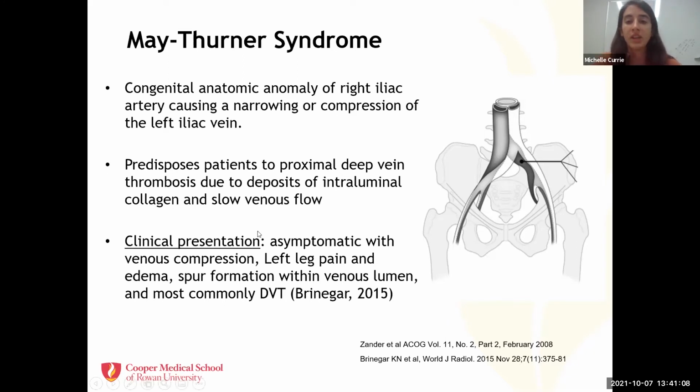Typical clinical presentation can come up a few different ways. You could have venous compression and the patient will have no symptoms, or they could be symptomatic with left leg pain and edema, and spur formation, which is due to that intraluminal collagen depositing in the veins. And most commonly, May-Thurner syndrome is diagnosed after a DVT is found in a patient.